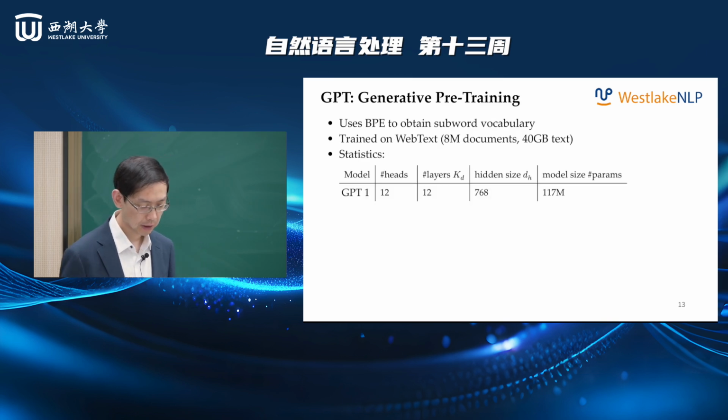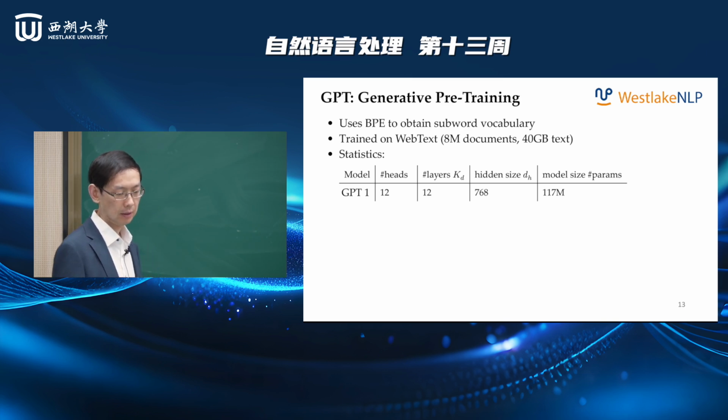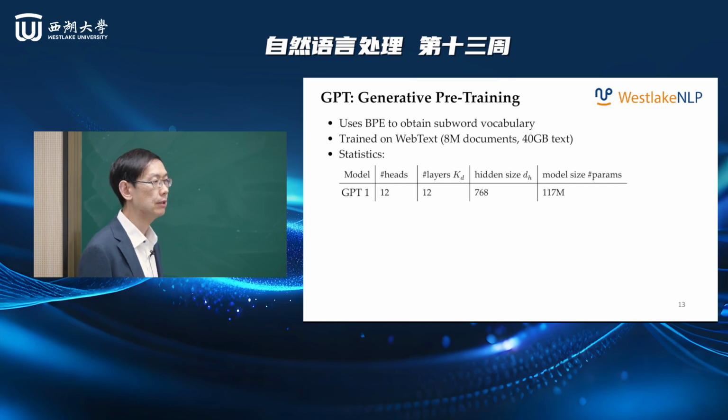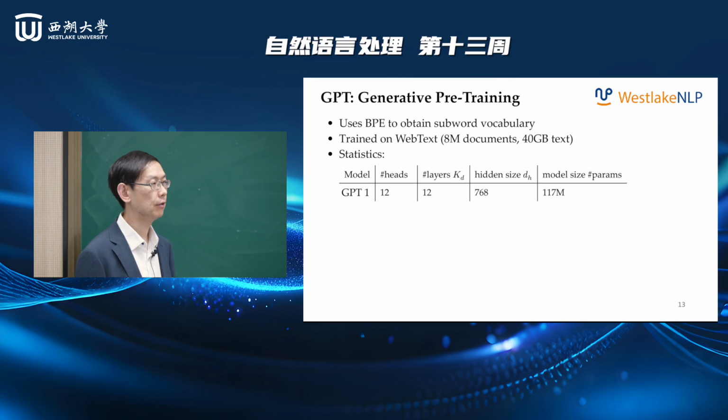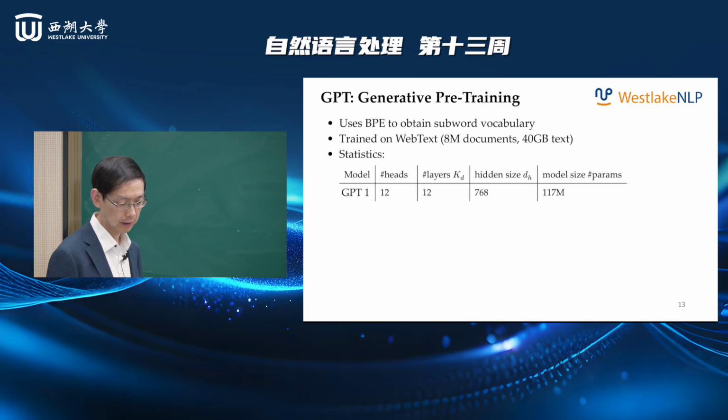Transformer has some engineering details. For example, it is a subword-based model, and we use BPE to cut words into subwords. And GPT is trained using a large data set called WebText. This data set is private to OpenAI, but it contains about 40 gigabytes of text. So that's a lot. The model architecture is like this.